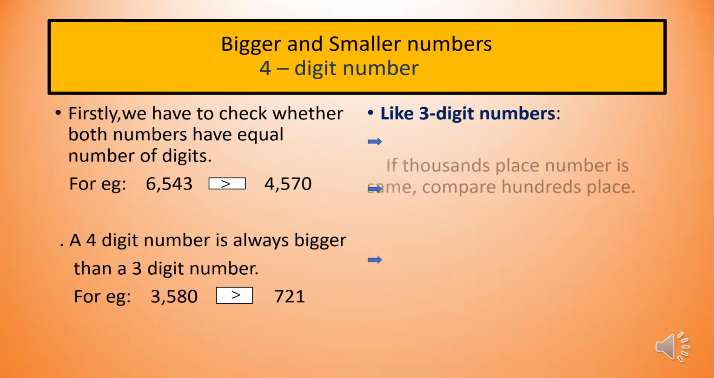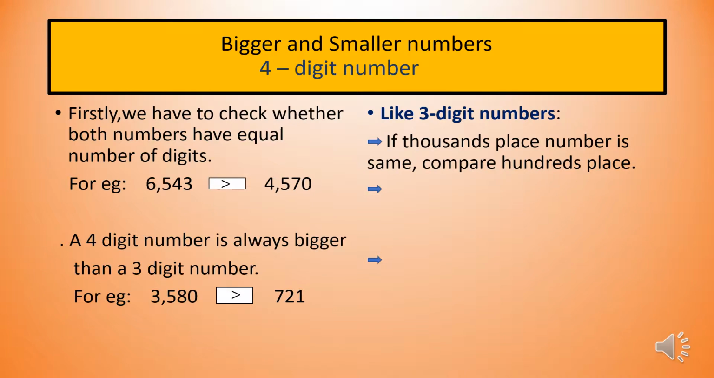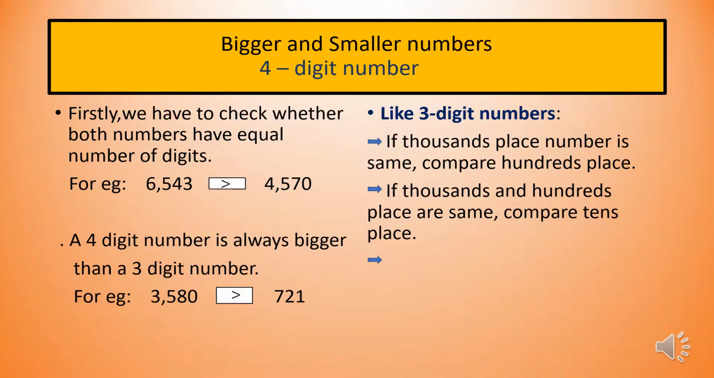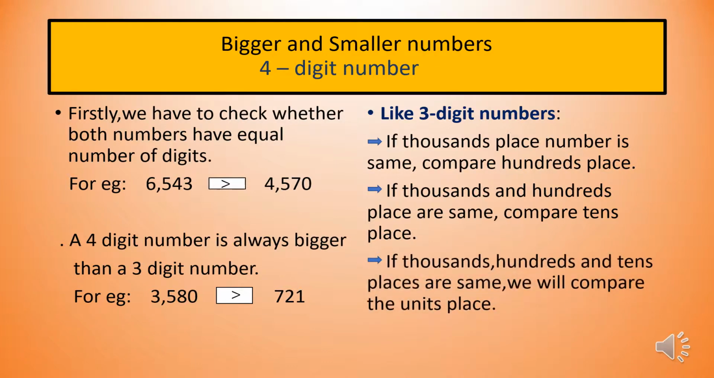Like we have done for the 3-digit numbers, it is exactly the same for 4-digit numbers. So if the thousands place number is the same, we have to see the digit in the hundreds place and then see which number is greater. If the thousands place and hundreds place digits are both the same, then for comparison we have to compare the tens place. Same way, if the thousands, hundreds and tens place digits are the same, then for comparison we will have to compare the units place.